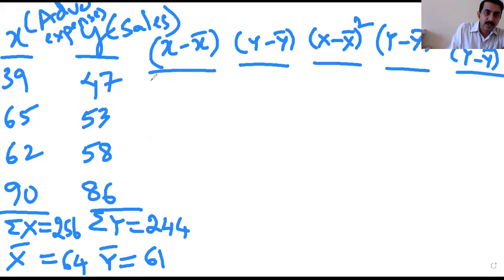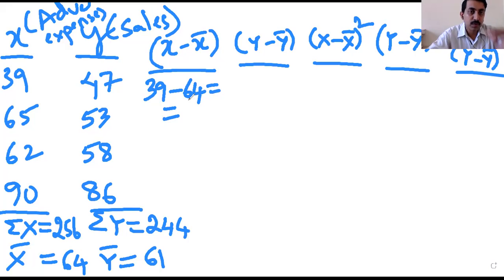First value for x minus x bar: 39 minus 64. Before getting the answer, it's very important that you maintain the signs. The signs are very much important. Between 39 and 64, 64 is the highest value, so the sign of the highest value will be retained as it is. Now you have to determine 39 minus 64. That value will be here. 39 minus 25.